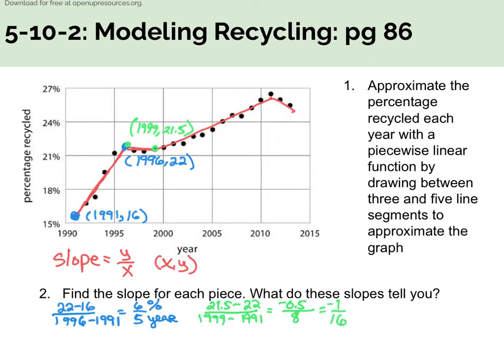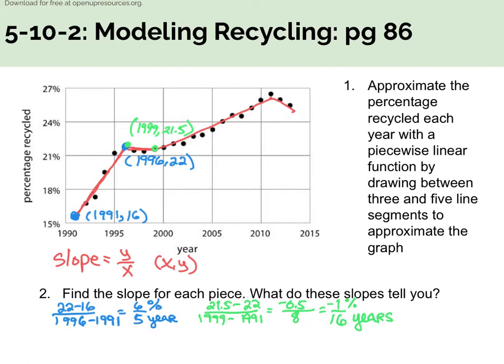So let's go ahead and label that. So we have 1% over 16 years. So it's going down 1% for every 16 years. Let's do our next piece.